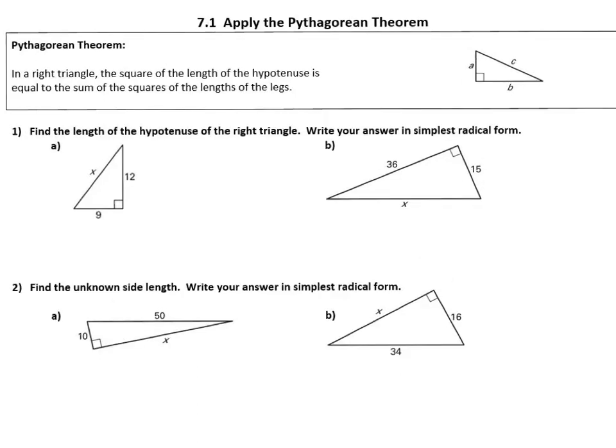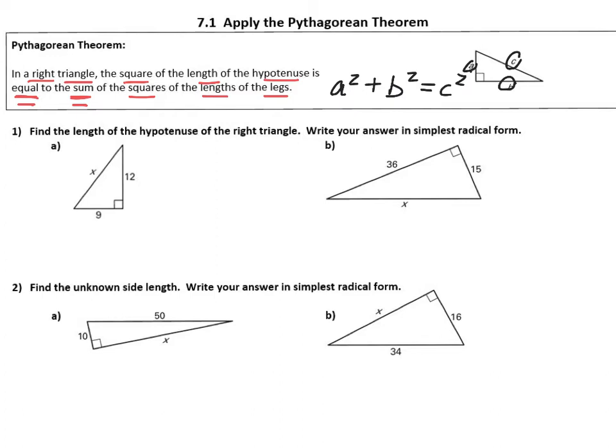So let's start off by just refreshing exactly what the Pythagorean Theorem is. It only deals with right triangles, and it's described as the square of the length of the hypotenuse is equal to the sum of the squares of the lengths of the legs. Typically it's written out in the form a squared plus b squared equals c squared. And we can see a, b, and c in my triangle here to the right.